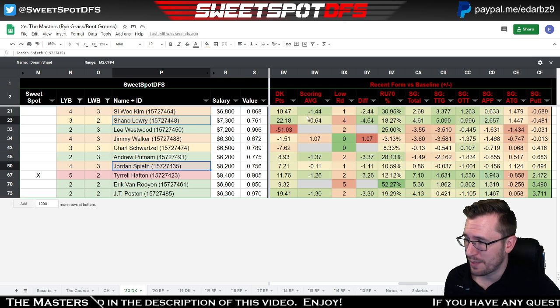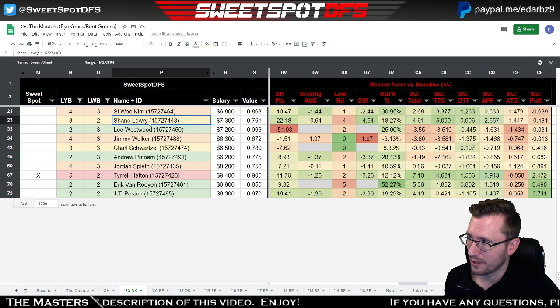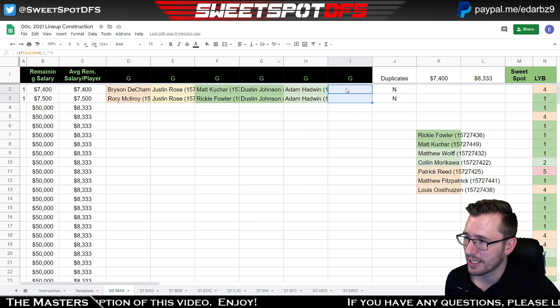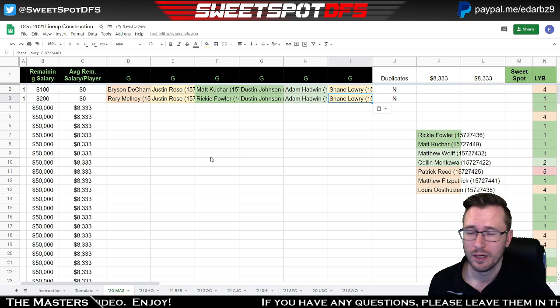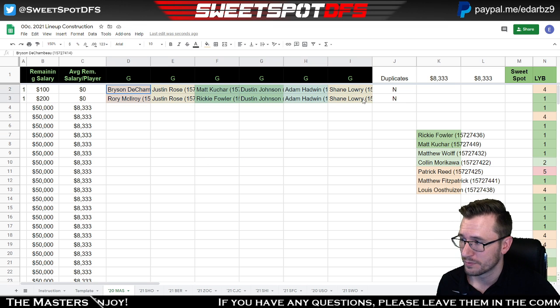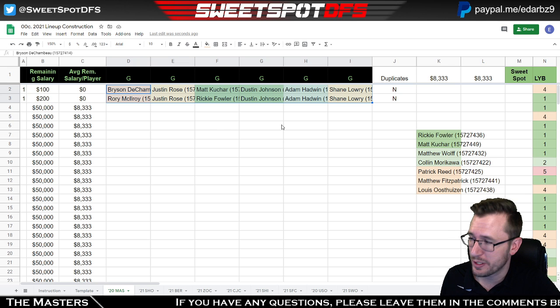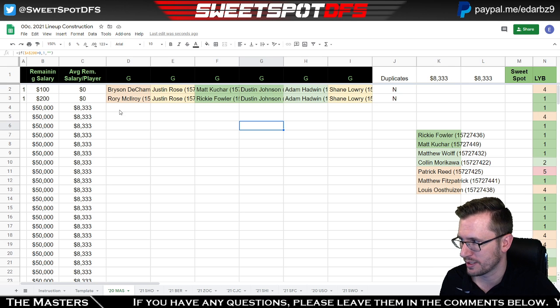I might make an exception for it. When I first think about it, I don't really like it, but I can make an exception. So Shane Lowry fits in this lineup. And these are favorite lineups of mine, especially when we deal with the bucket system.